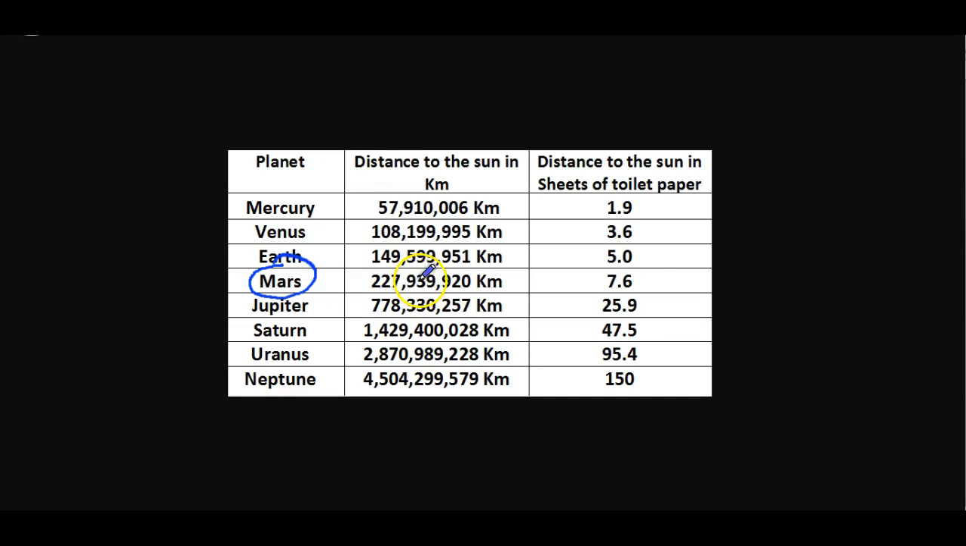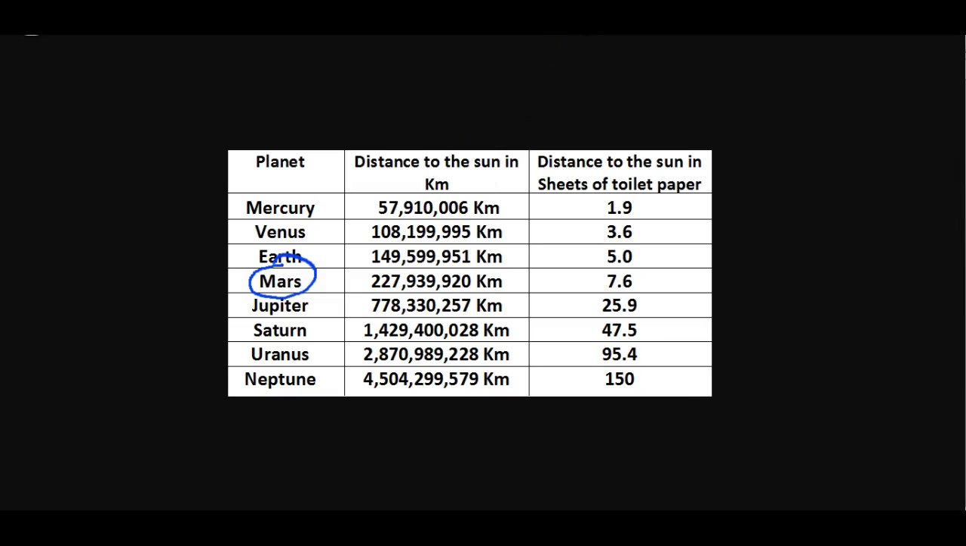We have 227,939,920. Now, if my friend said to me, how far is Mars from the sun? I'm not going to say 227,939,920 kilometres, because they're probably not going to test whether it is exactly that. I might say, oh, it's about 200 million kilometres, or I might say 227 million kilometres, but I'd actually round that up to 228 million kilometres.